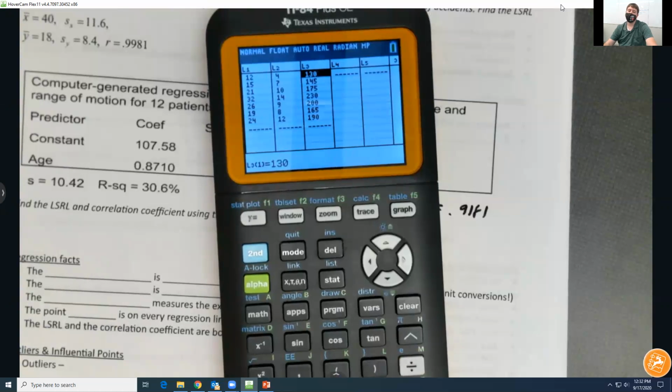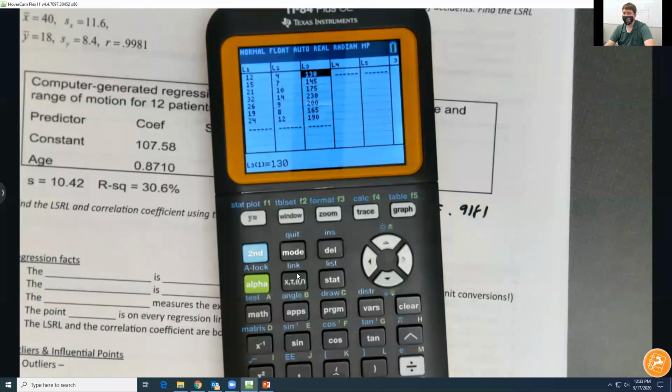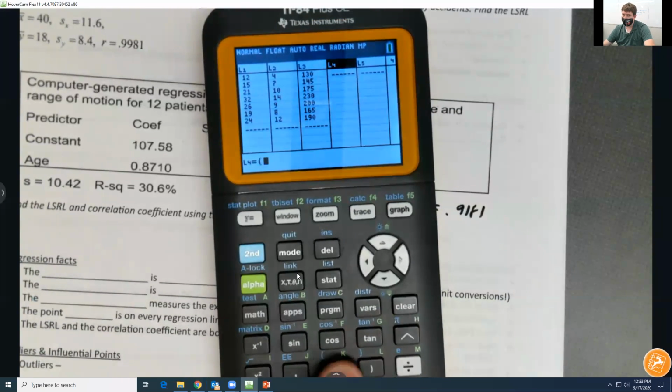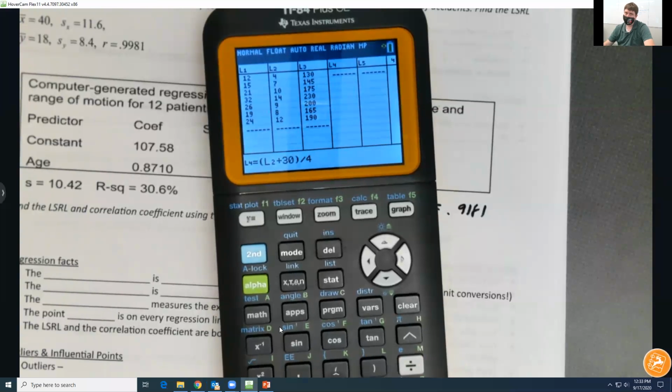All right, now we can do the second one. So we had take y, add 30, and divide by 4. So go over to here, take y, so in parentheses, what is my y values? L2, add 30, right? Did I say that right? And divide by 4. Ta-da! That's nice. All right, let me see what you did, Lauren.